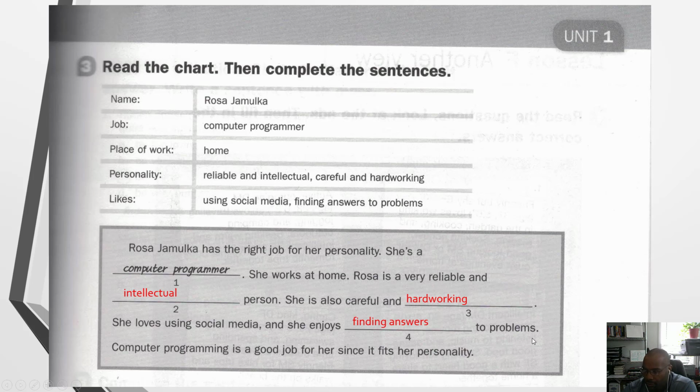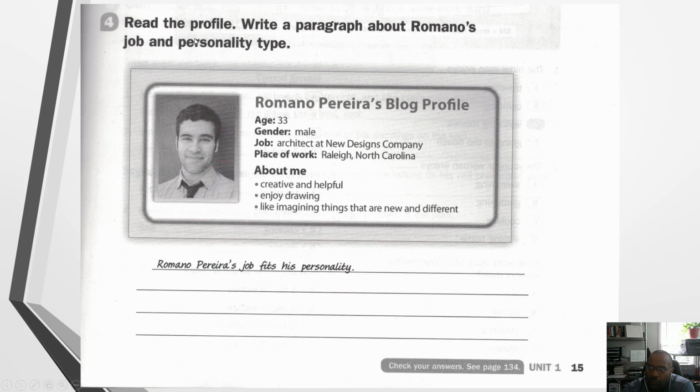So those are the answers that I got. Hopefully we have the same. Okay, so let's move on to number 4. Read the profile. Write a paragraph about Romano's job and personality type.